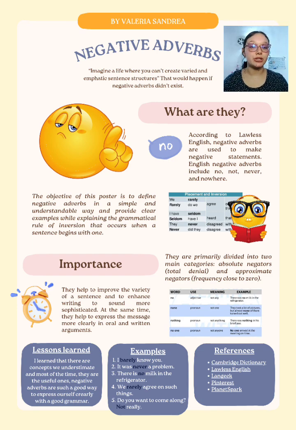Now let's see some situations that could happen if you don't use them correctly. First, without the inversion rule, your sentence can sound awkward. Saying "Rarely I go to the cinema" sounds unnatural and confuses the listener because they expect the correct structure, which is "Rarely do I go."